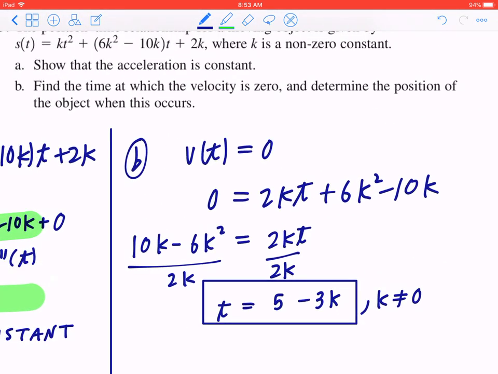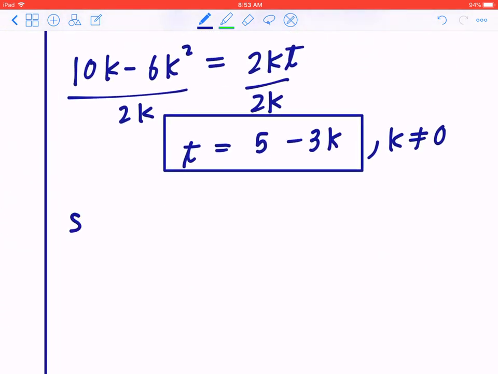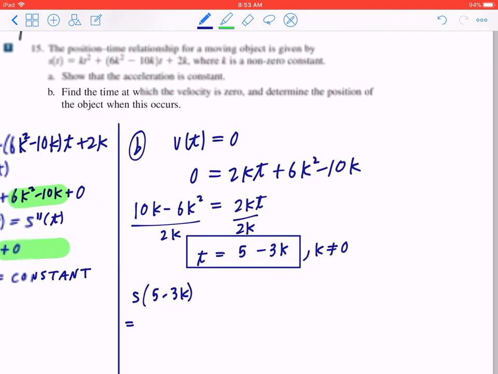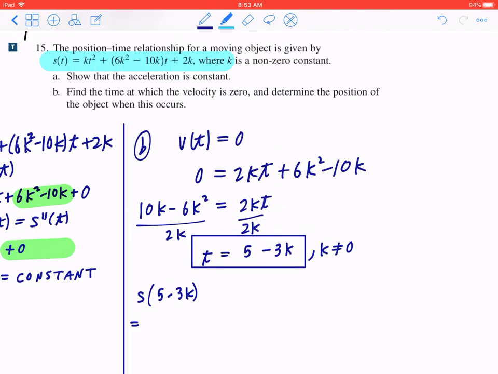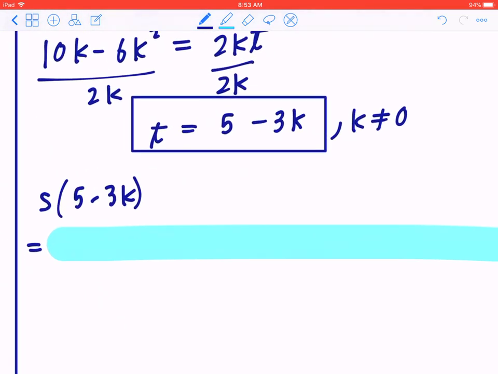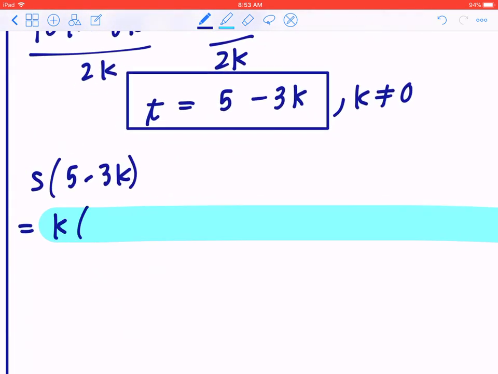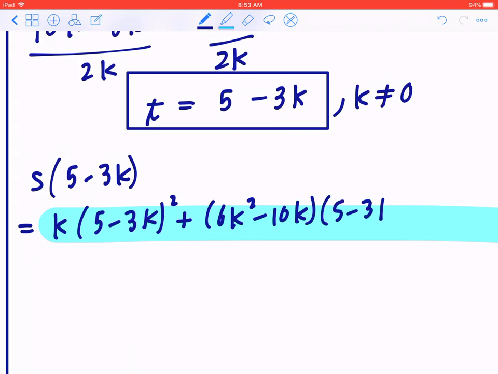Now, the second part of part B is determine the position of the object when this occurs. So it goes to find S of t, except t in this case is going to be 5 minus 3k. So to find this, I go back to the given and I plug it in. So again, we were given S of t, except now we're going to plug it in where time equals 5 minus 3k. So this is going to be k times (5 minus 3k) squared, plus (6k² minus 10k) times (5 minus 3k), plus 2k.